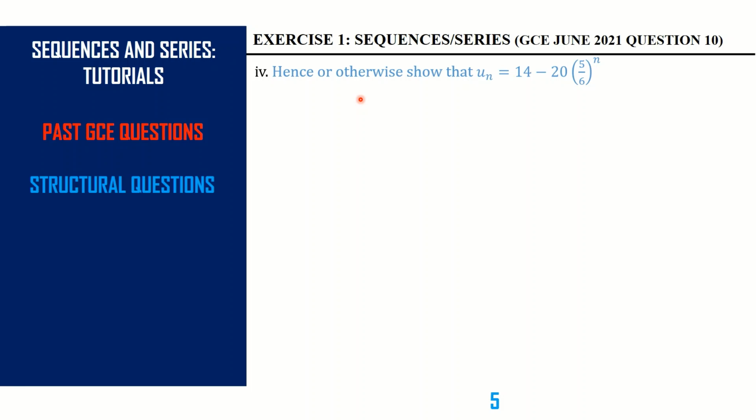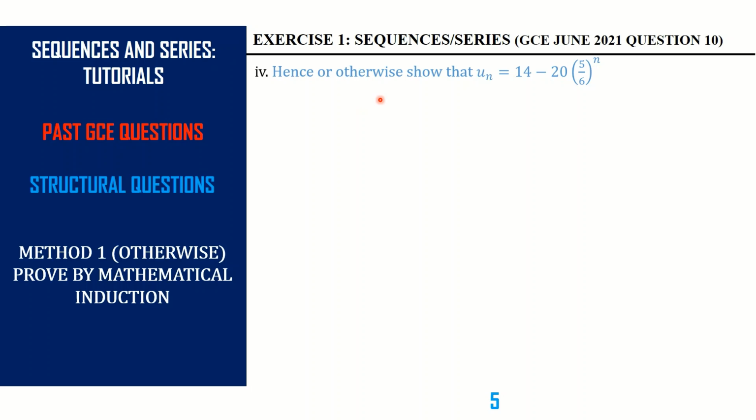If it said hence, show that. But since it said hence or otherwise, it means you can use an alternative method. So I'm going to use both methods so that you learn how to use both methods to prove. So I'm going to begin with the first method, which is the otherwise. So we are going to prove that u_n is equal to 14 minus 20 times (5 on 6) all that raised to the power n by mathematical induction.